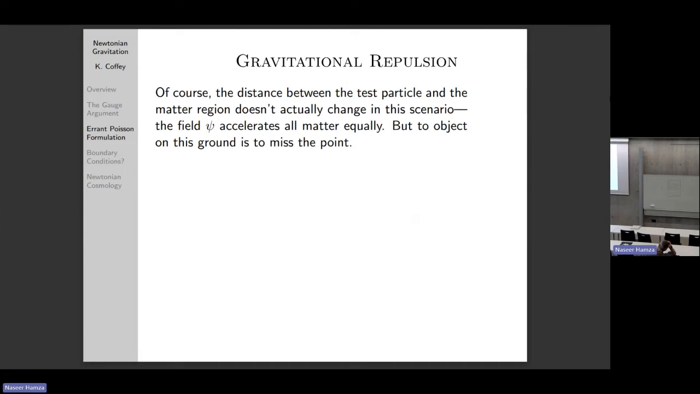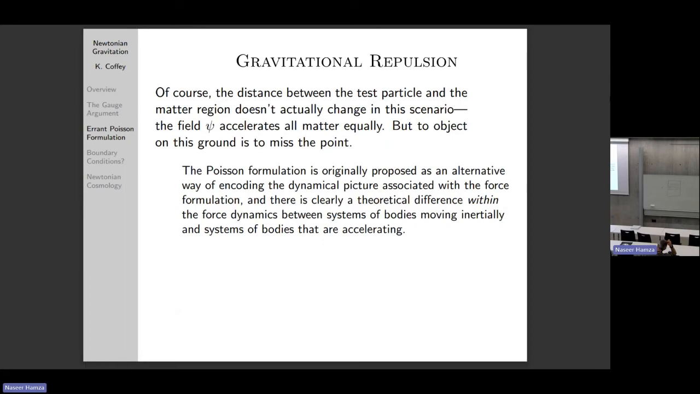Okay, so of course, in this sort of situation, the distance between the test particle and the matter region doesn't change, because of course that background field that we're adding accelerates all of the matter equally, including all the matter in the universe. But I think to object on this ground is to sort of miss the point.